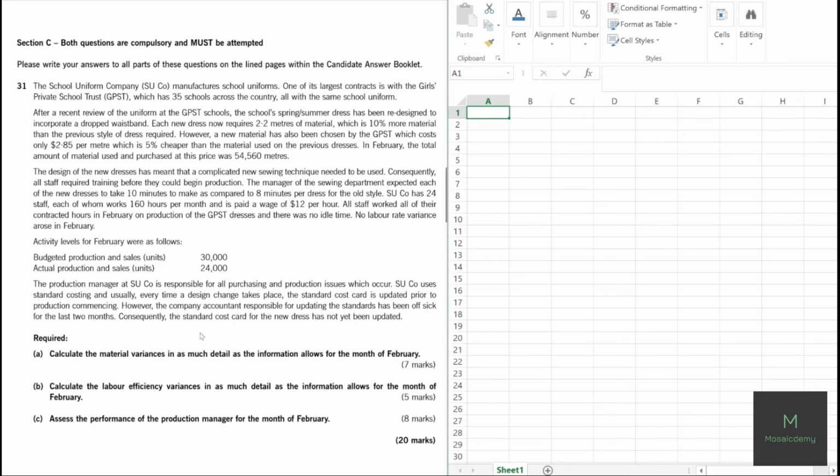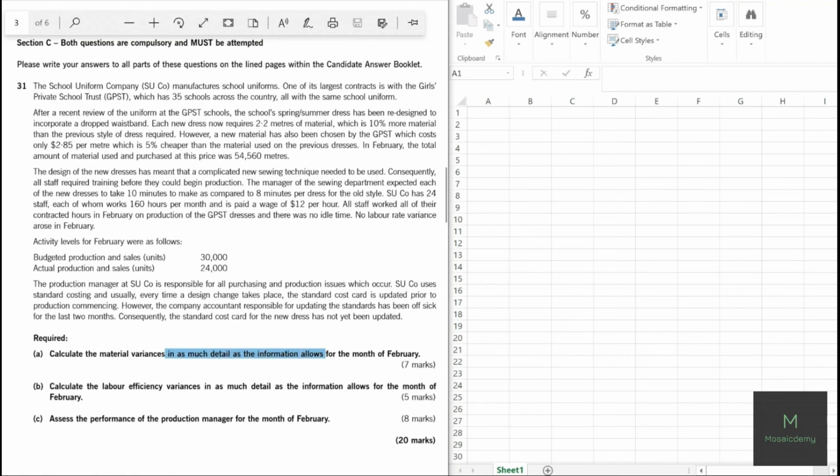Okay, as always, we'll start with the requirements first. So part A, calculate the material variances in as much detail as the information allows for the month of February, right? And this is for 7 marks. Now, what does it mean when it says in as much detail as the information allows? Basically, that's a hint from the examiner that he wants you to calculate the material variances, which are basically material price variance and material usage variance, and then split them up into the planning and operational variance components.